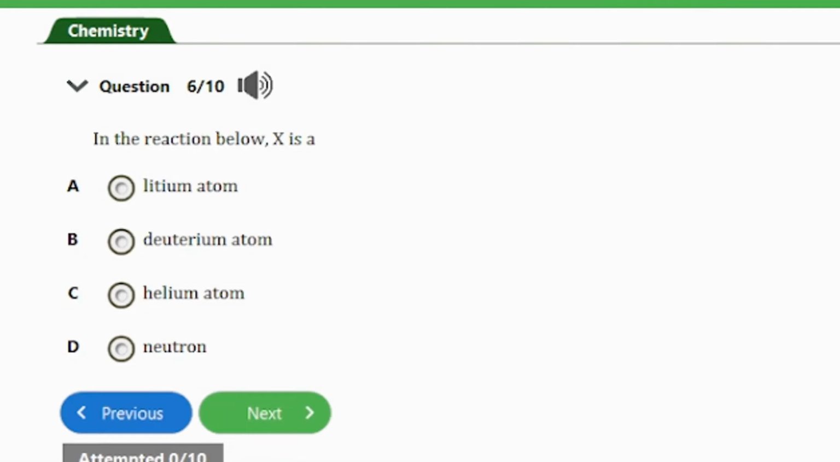So let's consider the next question. That's question number 6 here. The question says, in the reaction below, X is A. So guys, we have already seen this question before, although here we have different options, but in any case, just know that the alpha particle is similar to the helium atom. So this will be the helium atom or the alpha particle. In whichever way you see this question, guys, it's still the same. The helium atom or the alpha particle. So that's it for that question.